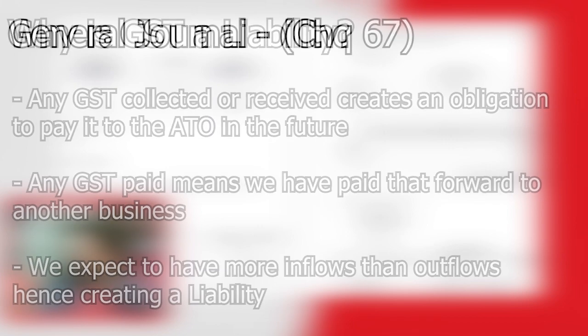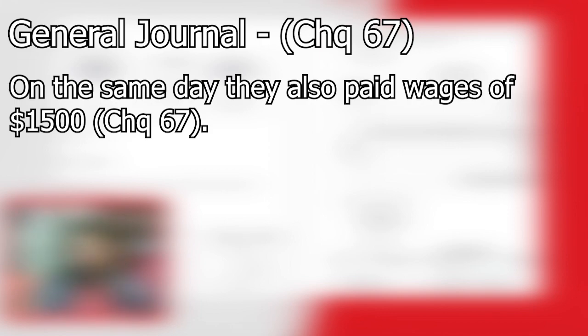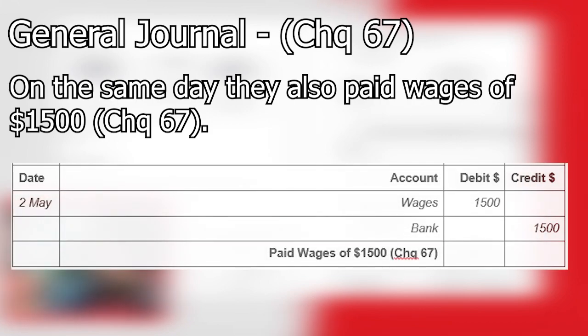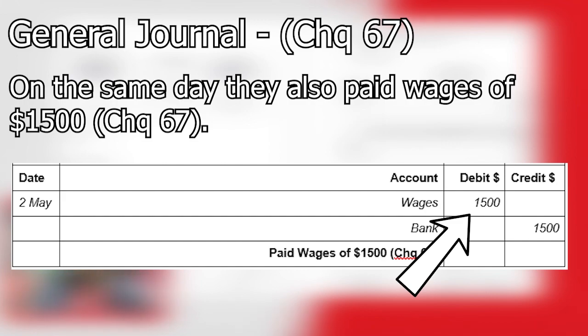So let's get on to the second half, which was the wages of 1,500. Quite simply here, we don't pay GST because, again, wages, you don't pay GST on people. So we've got the date 2nd of May again. Wages being an expense going up is a debit of 1,500, and it comes from the bank account, which is an asset, makes it a credit of 1,500.